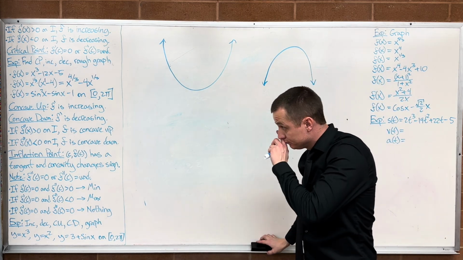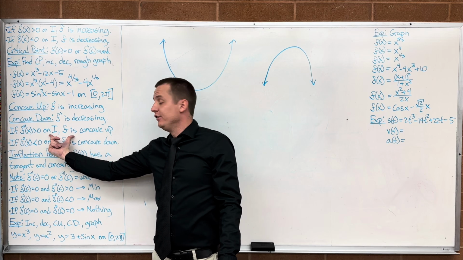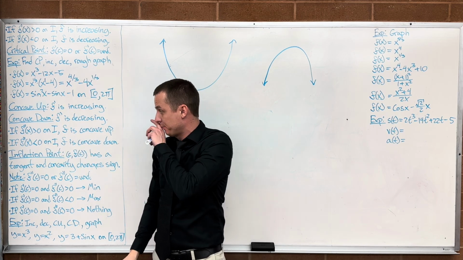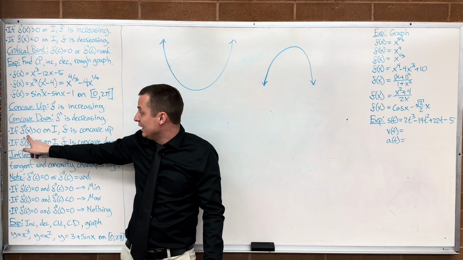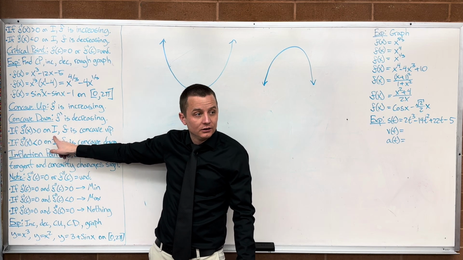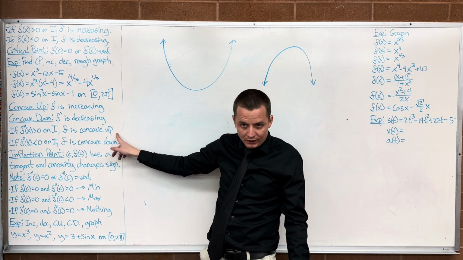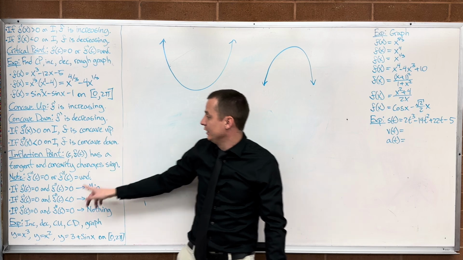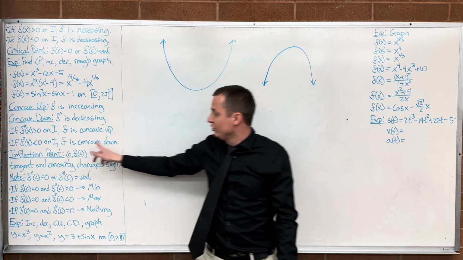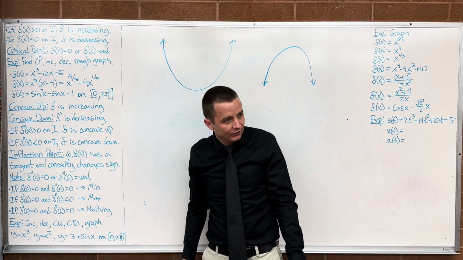I'm not going to bother with this proof, but doing the proof of this is a lot like doing the proof up there. The proof is that if the double derivative is greater than 0 on some interval, then the derivative is increasing, or in other words, the function's concave up. And similarly, if the double derivative is less than 0 on some interval, then your function is concave down. The proofs for this are almost the same as the proofs for that.